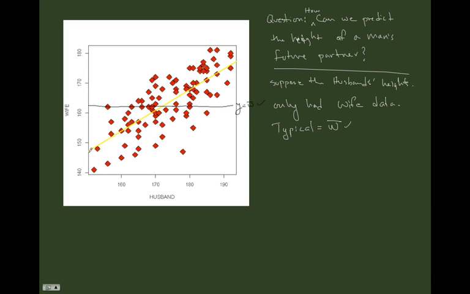Another way to think about this hypothesis is H naught: beta equals 0. That's that horizontal line. H1 in this case is beta greater than 0. So this is equal to 0, this is greater than 0. If P is less than our specified alpha, we're going to reject the null and say we have a significant relationship, and we're going to use the yellow line for our predictions.